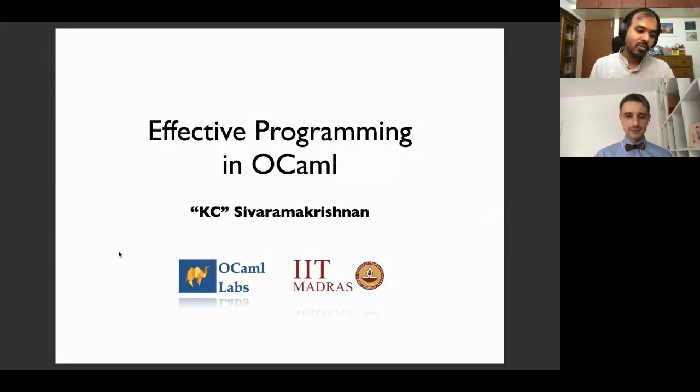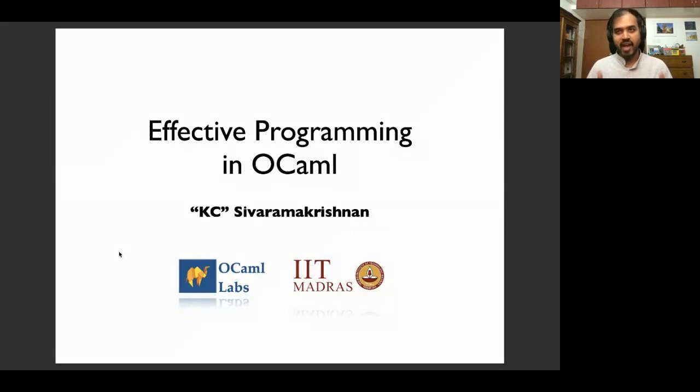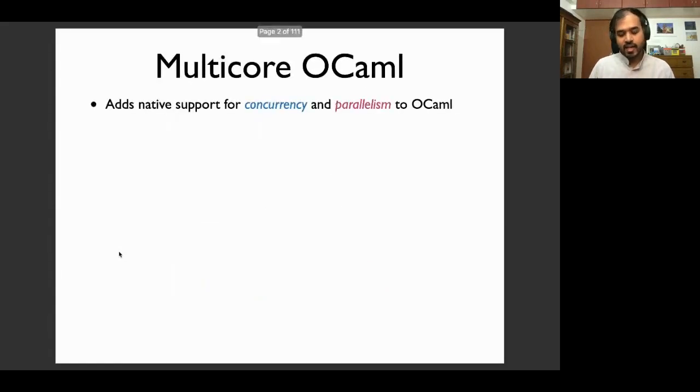So today I'm going to talk about a new language feature that we are adding to OCaml in order to simplify concurrent programming. Right? And the context for this talk is Multicore OCaml. As was mentioned in the introduction, Multicore OCaml aims to add native support for concurrency and parallelism to OCaml. And the thing that we do in Multicore OCaml is to clearly separate out concurrency from parallelism.